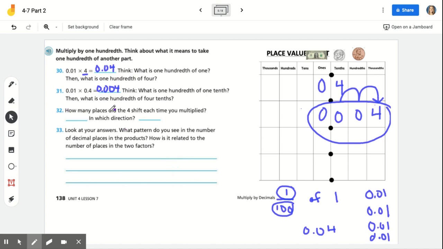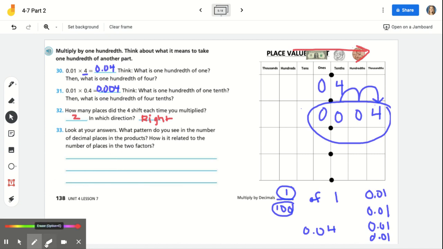Number 32 says, how many places did the 4 shift each time you multiplied? How many times? 2 times. And in which direction? Left or right? Oh, I hope you got this. We are shifting to the right, people. Digits are getting smaller going this direction, which is right. And then it says, look at your answers. What pattern do you see in the number of decimal places in the products? How is it related to the number of places in the 2 factors?